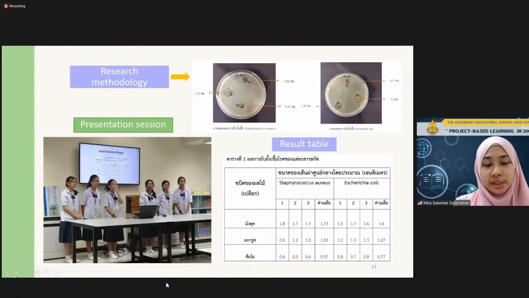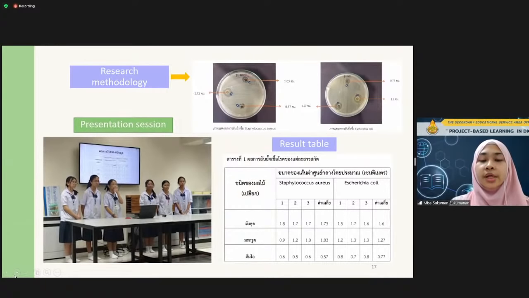And this is the presentation session of the students from my school. They also present to various departments of teachers, not just science, and sometimes the social science teachers come and participate in the presentation session also.